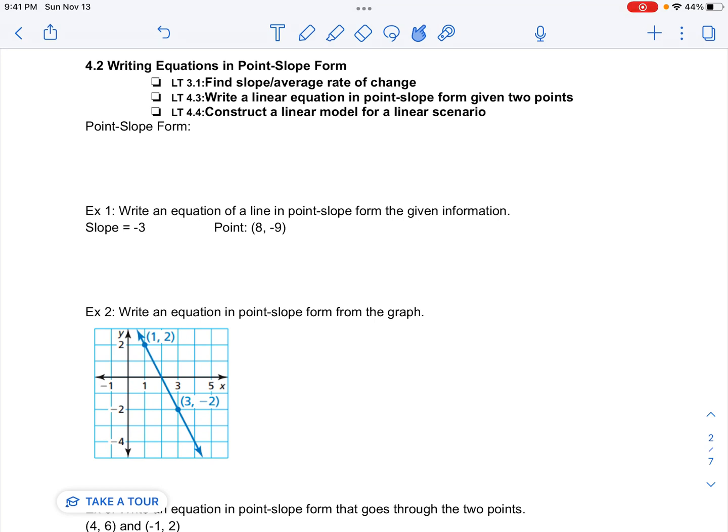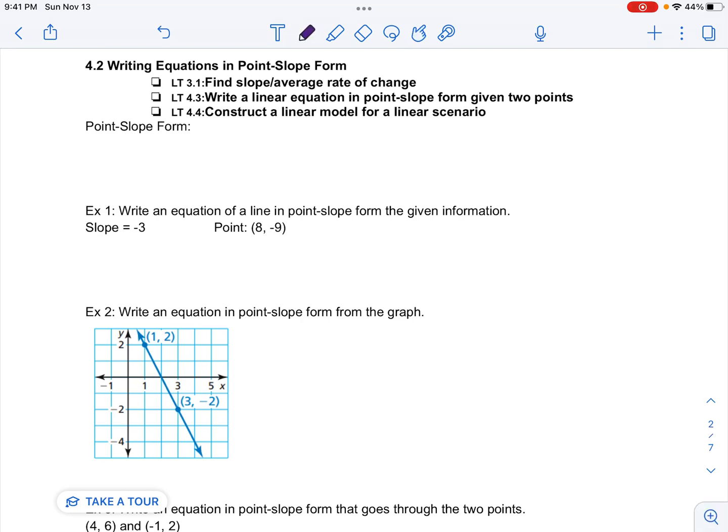We're going to be talking about writing equations in point-slope form. We'll be finding the slope, average rate of change, as one of our learning targets, which we've done before. We will be writing a linear equation in point-slope form given 2 points, and then we will construct a linear model for a linear scenario. By the time we're done with this video, you will be exposed to all of these learning targets. You'll get to practice them when we get to the homework, but I just wanted to give you a heads up. This is where we're going.